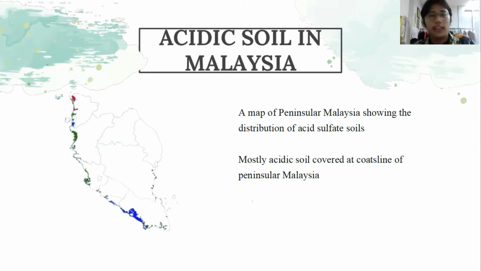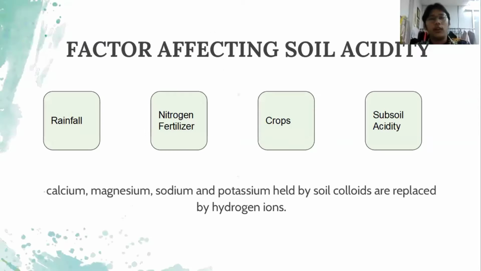All right, thank you, Omar. Okay, I will talk about the factors affecting soil acidity. We have rainfall, nitrogen fertilizer, crop, and subsoil acidity. So basically, calcium, magnesium, sodium, and potassium held in the soil colloid are replaced by hydrogen ions. So we will talk about rainfall first. Rainfall contributes to soil acidity.